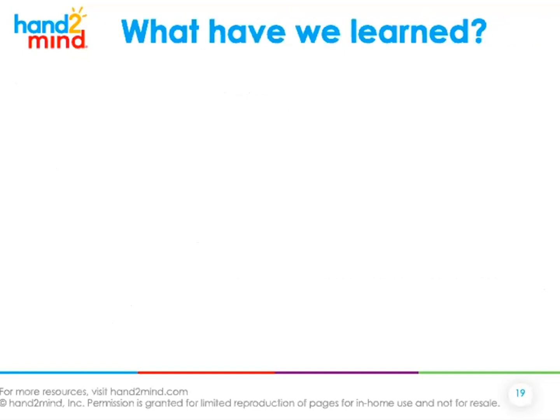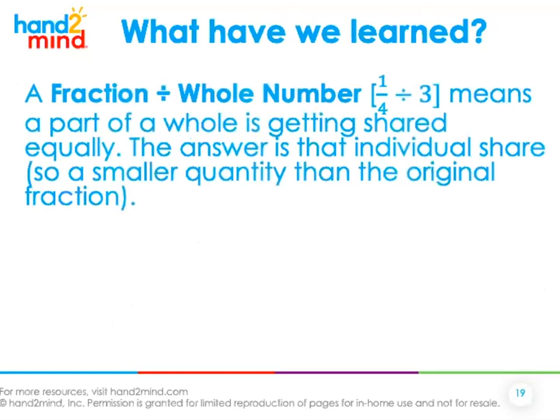What have we learned about dividing involving unit fractions? Well, we've seen that when we have a fraction divided by a whole number, it means that we have a part of a whole that's getting shared. So the answer is actually a smaller quantity than what we started with, because we started with a piece and we're cutting it into even smaller pieces.